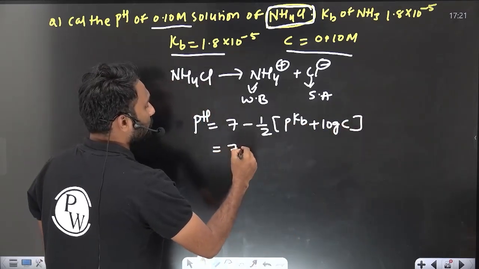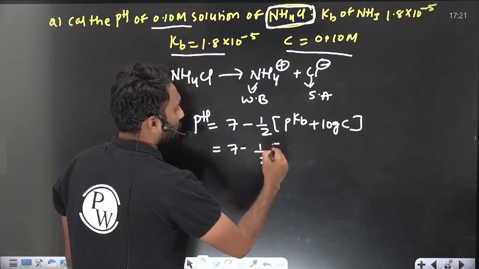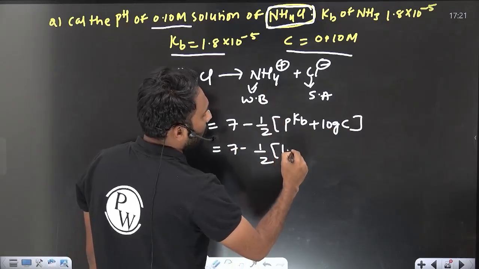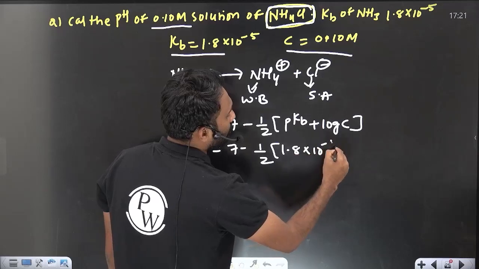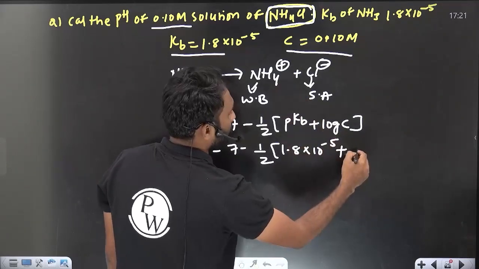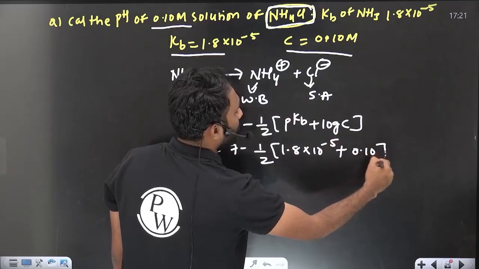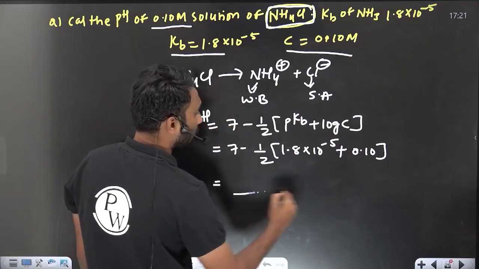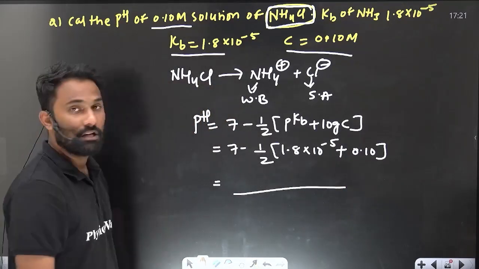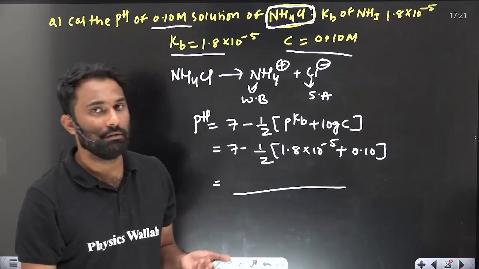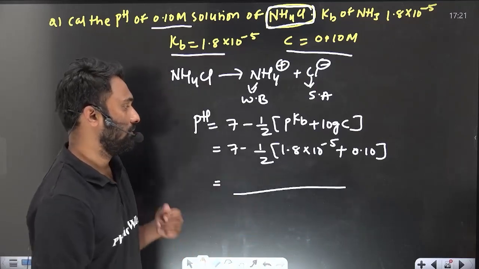Now 7 minus half pKb. What is the value? Kb is 1.8 into 10 to the power minus 5. What is the log C value? 0.10 M. Now if you solve it, you will get the pH. Now comment this pH value in the comment box, this is the answer. Okay, next.